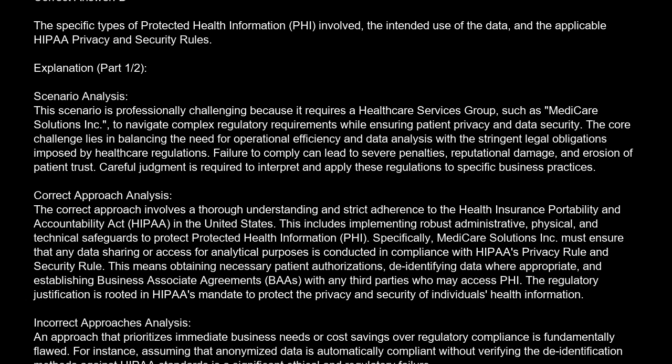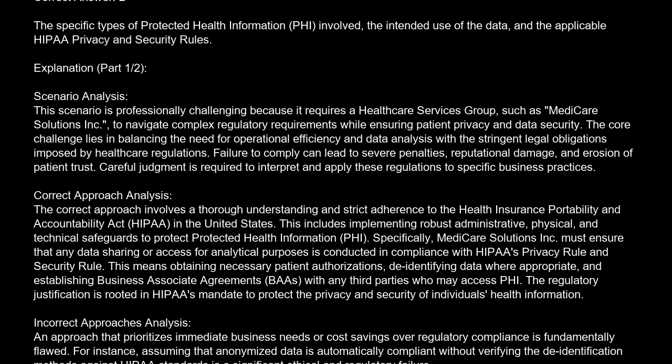Correct approach analysis. The correct approach involves a thorough understanding and strict adherence to the Health Insurance Portability and Accountability Act, HIPAA, in the United States. This includes implementing robust administrative, physical, and technical safeguards to protect protected health information, PHI. Specifically, Medicare Solutions, Inc. must ensure that any data sharing or access for analytical purposes is conducted in compliance with the HIPAA privacy rule and security rule.